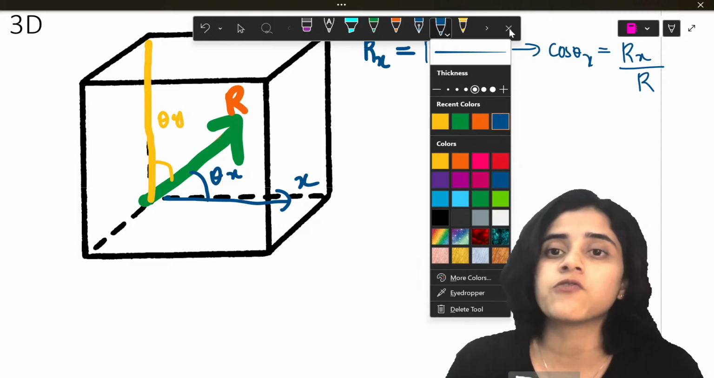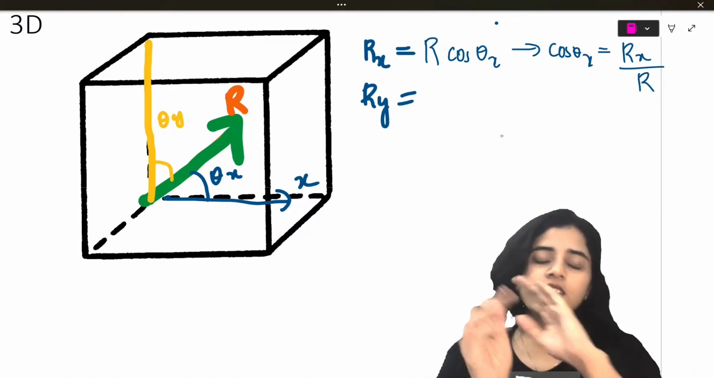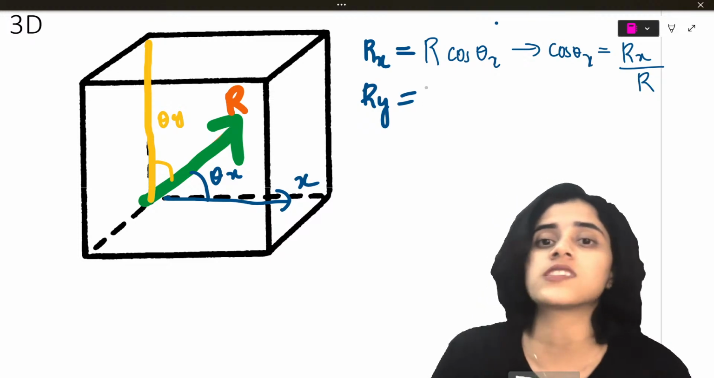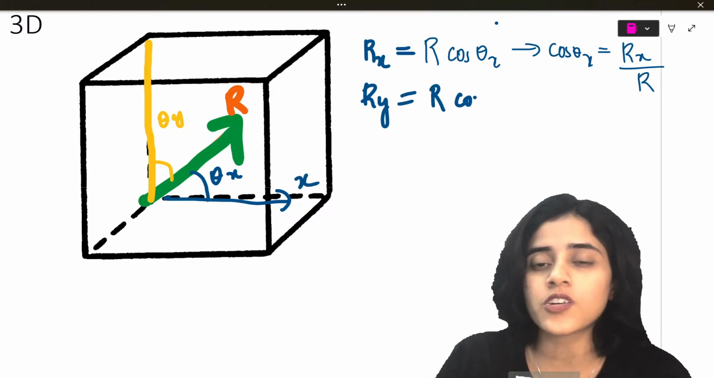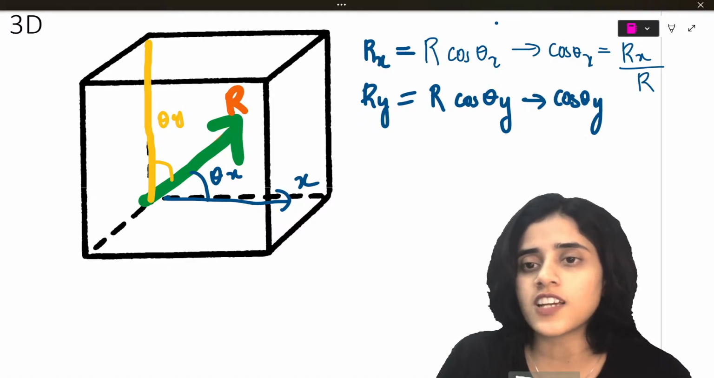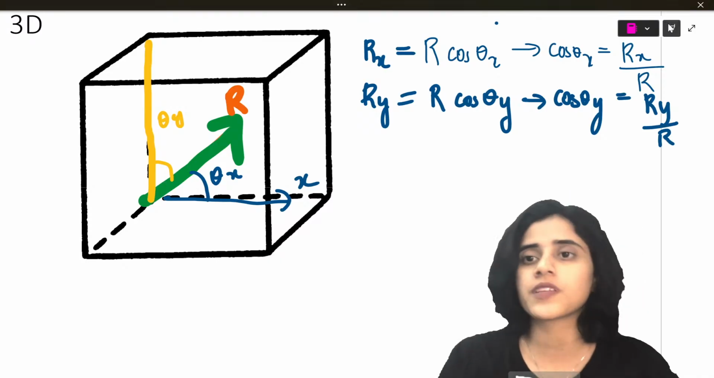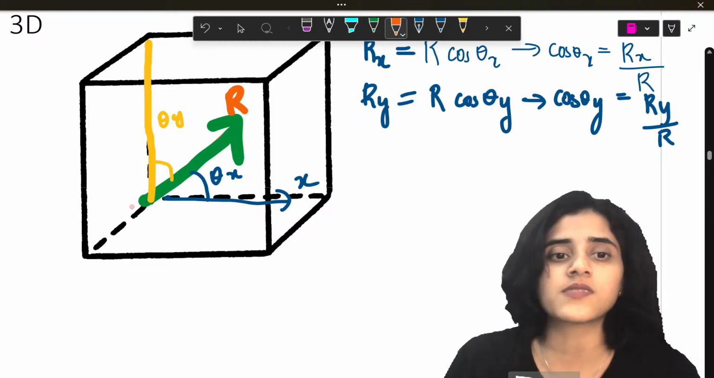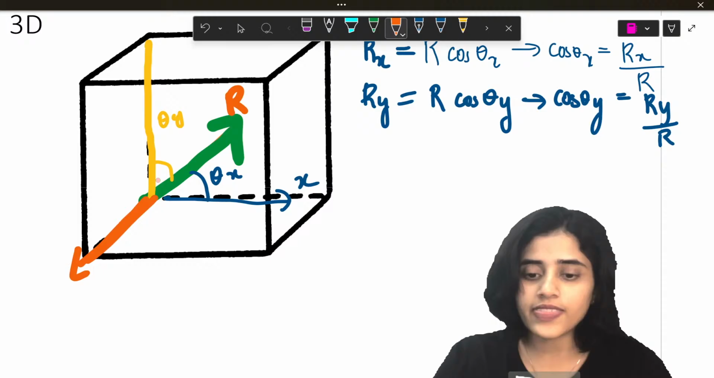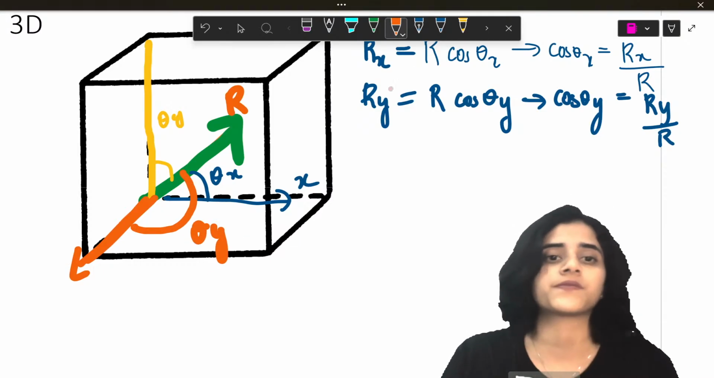R makes an angle theta y with which axis? Y-axis. So now you have Ry is equal to, again, is it cos theta or sin theta? The angle close to the line is always cos theta. So this is R cos theta y. From this you can write cos theta y is equal to Ry by R. Now let's consider the z-axis. This is the z-axis.